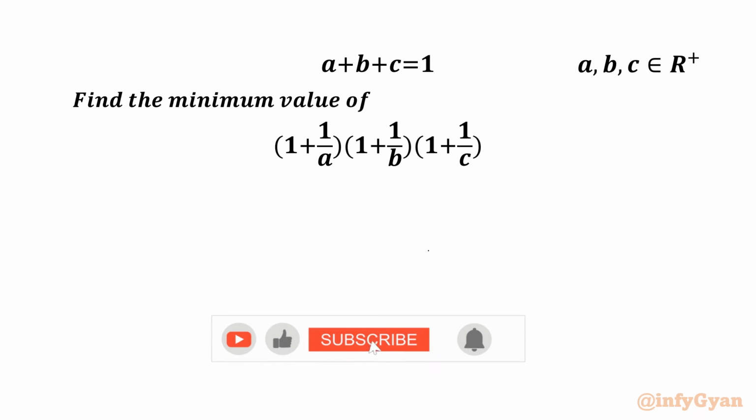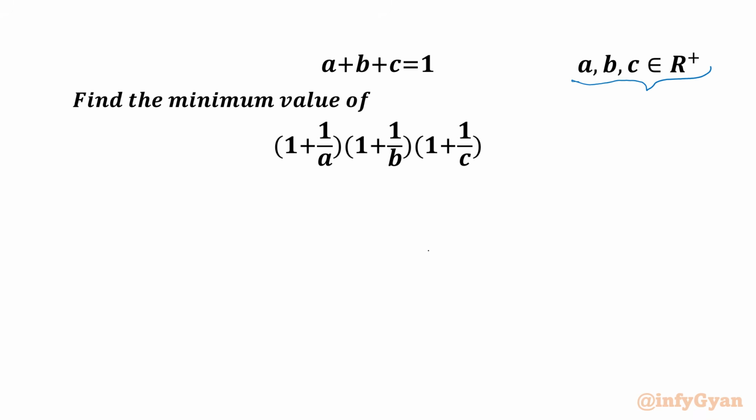In today's video, we'll be solving another very interesting and challenging question from algebra. Here A, B and C are positive real numbers. We have A plus B plus C equal to 1. Find the minimum value of this expression. Let's say the expression is E. So we are going to calculate E minimum.